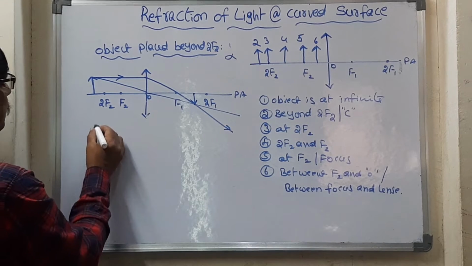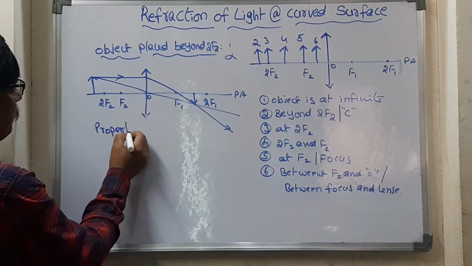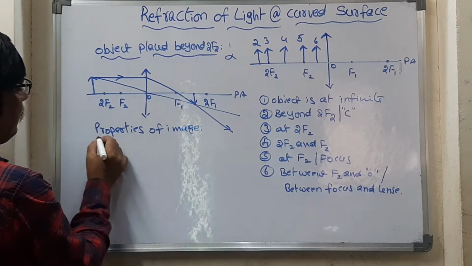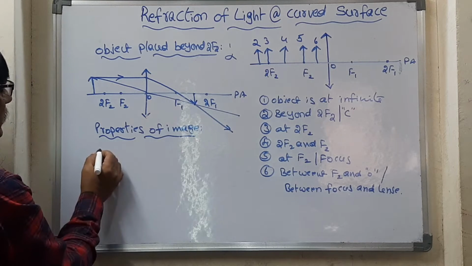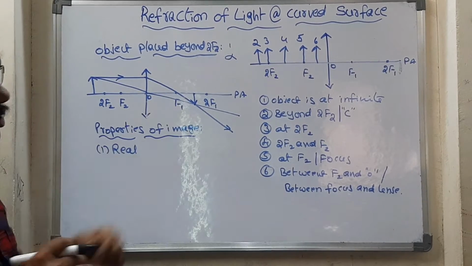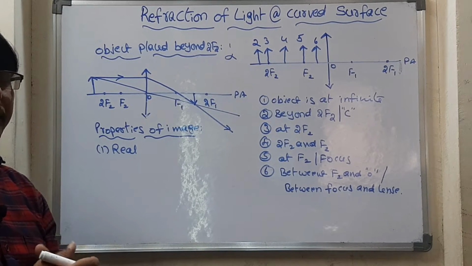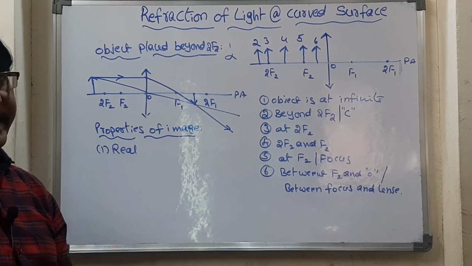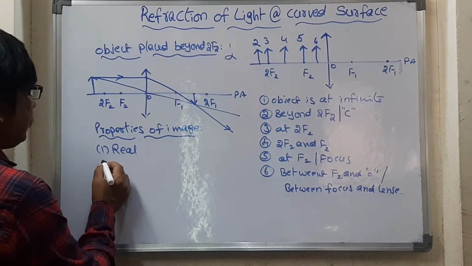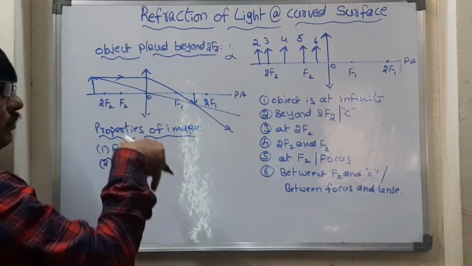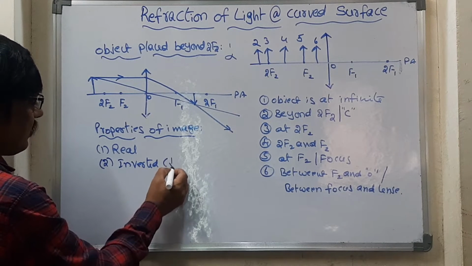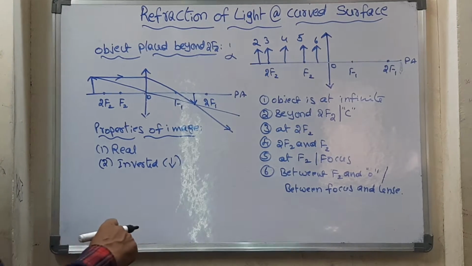What are the properties of the image? It's most important. The first one is whether it is a real image or virtual image. The image is a real image. How can you say that? Before we learnt what is the property of a real image? It is formed below the principal axis. So that is a real image. Next one is also the nature of the image. Is it upright or inverted? The image is inverted, isn't it? Because it is forming in this way. So we can say the image is an inverted image.